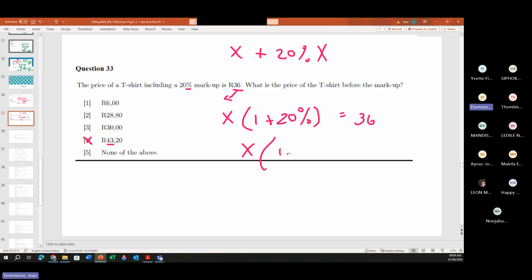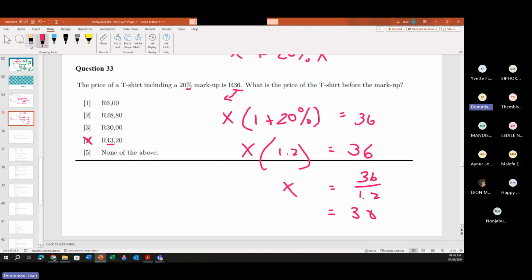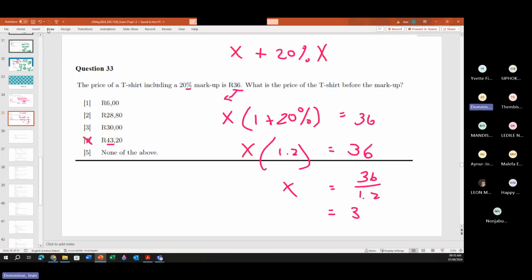So X times 1.2 will be equal to 36 Rand. So X will be equal to 36 divided by 1.2, and then I get 30 Rand as my answer. Let's just rewrite that a bit nicer. So there it is, 30 Rand.